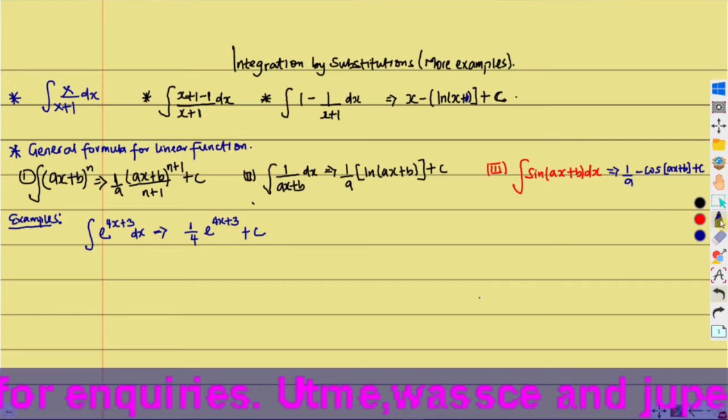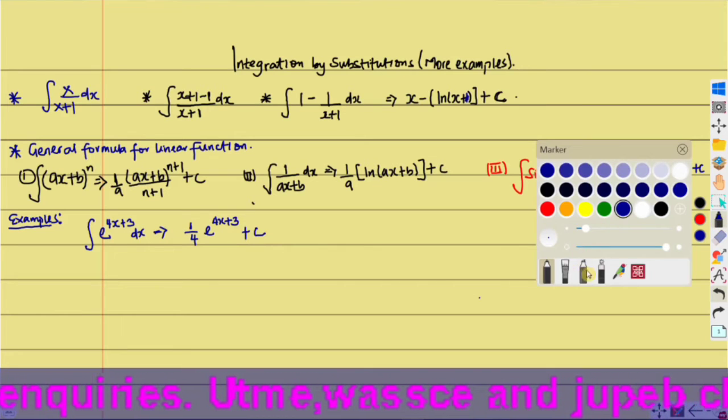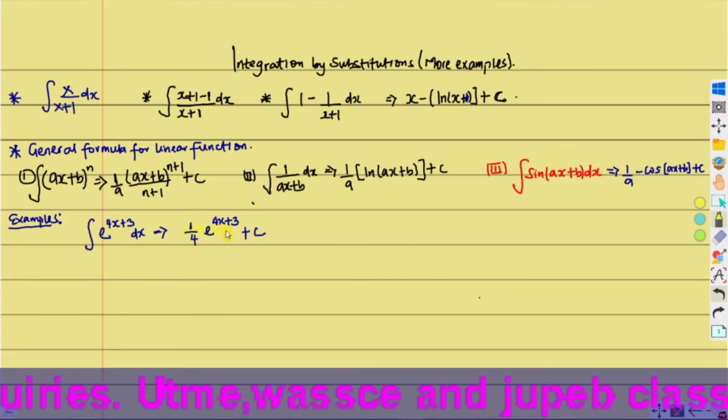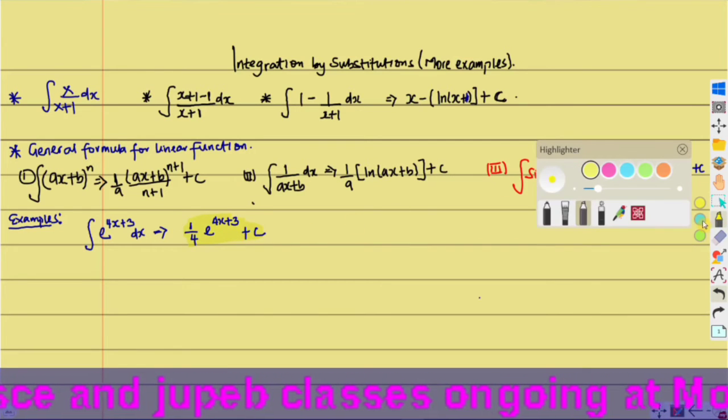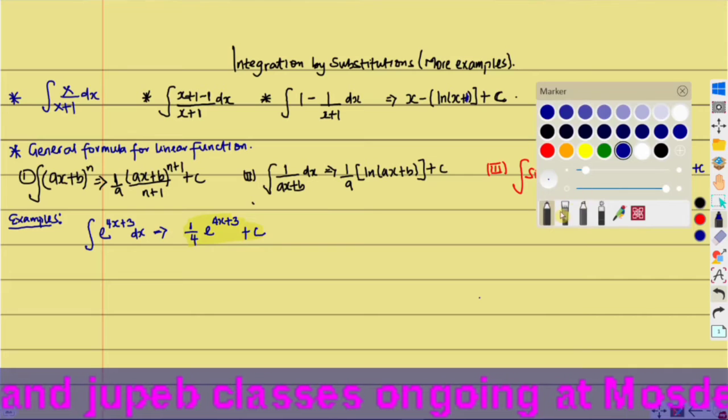I hope students are getting this generalized formula of getting answers to integration. And if you want to prove if your answer is correct, you can always differentiate it back to check if you are correct. Because we say integration is the direct opposite of differentiation. So next one, we can take more examples.